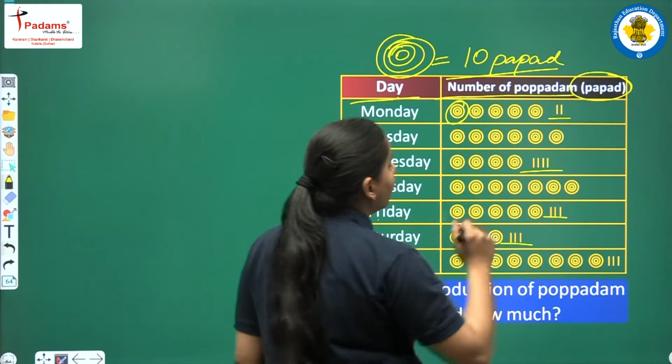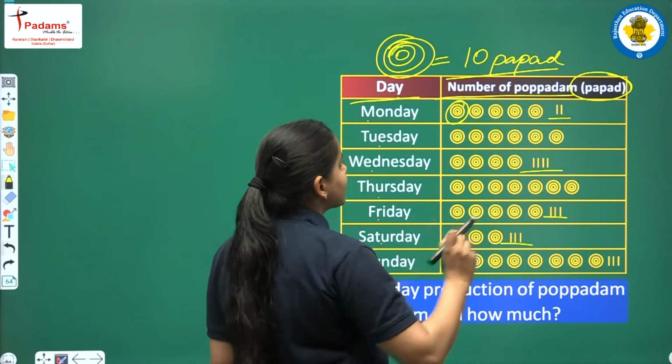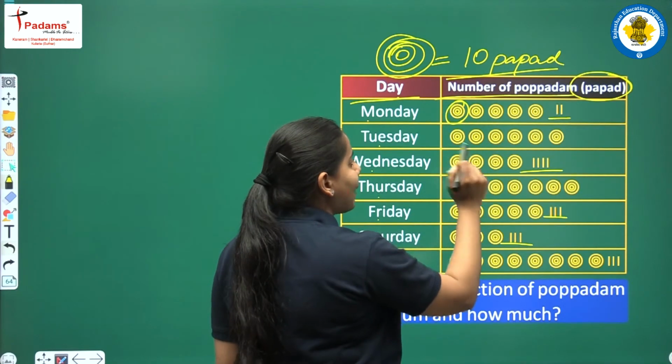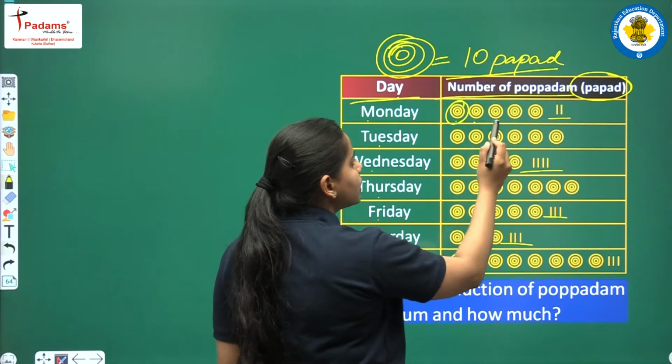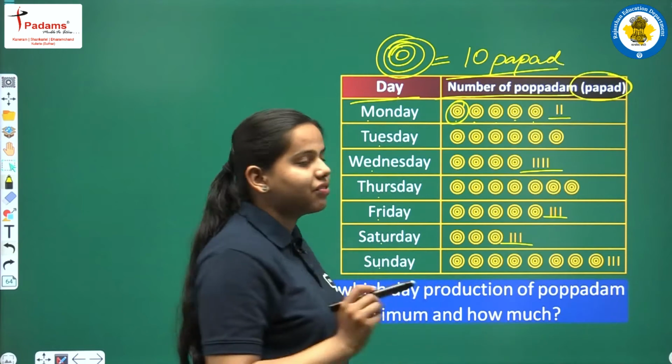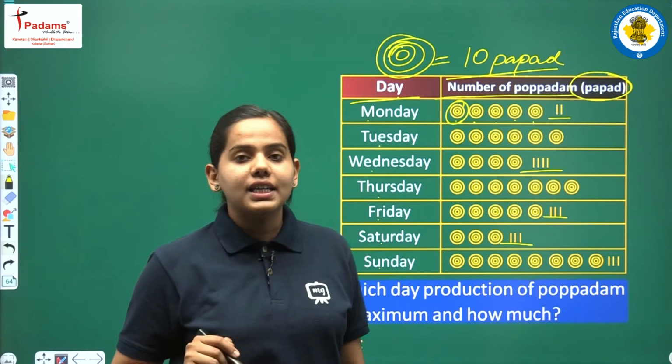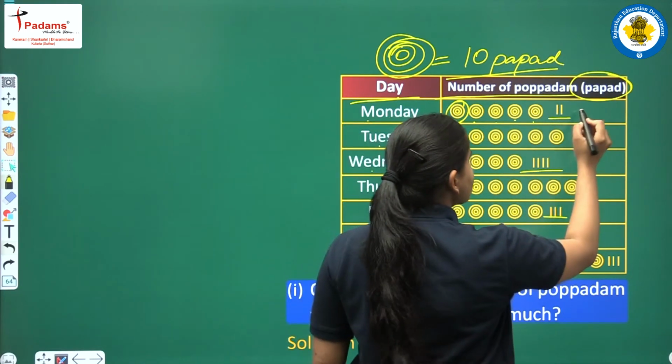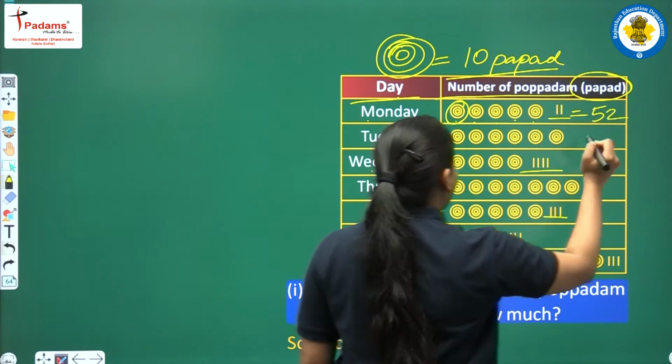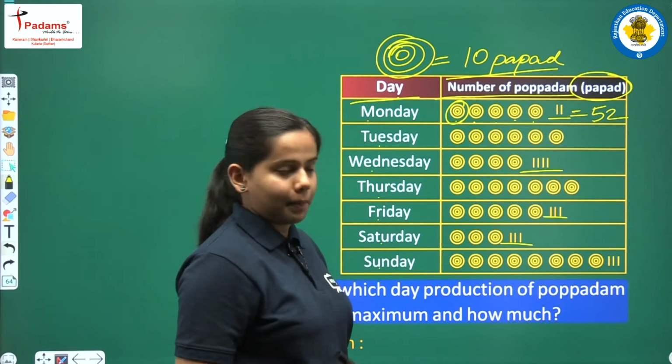तो बाकी के कितने होंगे हम मल्टीप्लाई करके इजीली निकाल सकते हैं. On Monday, how many papads are prepared? 1, 2, 3, 4, 5. So here we have 5 pictures. 5 into 10 is 50. And 50 plus 2 is 52. That means on Monday 52 papad are prepared.